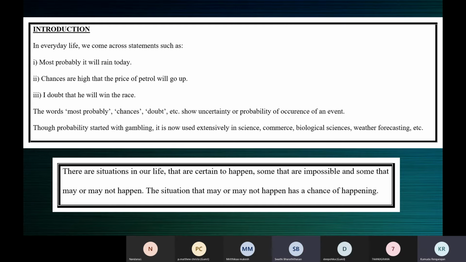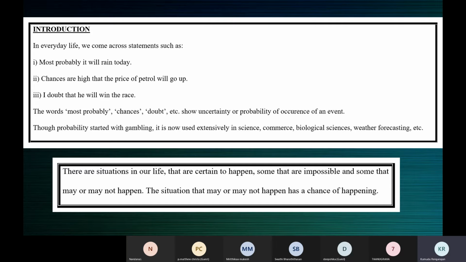So the first one is, most probably it will rain today, because you're seeing dark black clouds in the sky. Then, chances are high that the price of petrol will go up. That means you are really expecting it. If it doesn't go up, you'll be happy. The price of petrol is already high, it's still going to go up. You're expecting that.